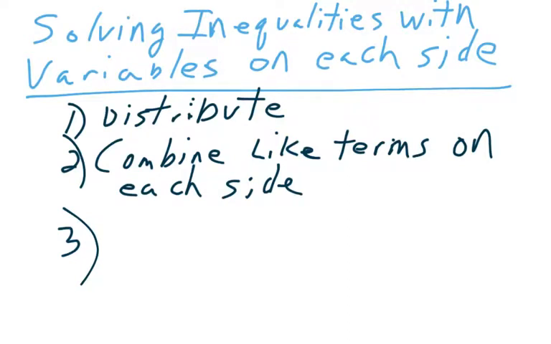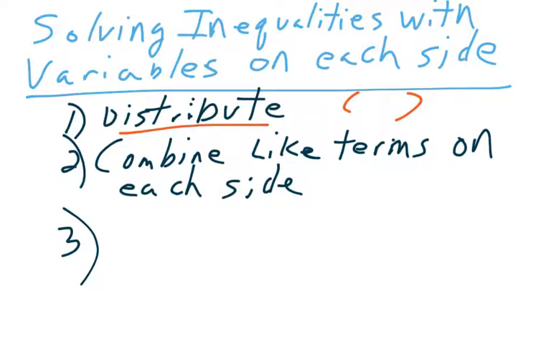Hello everybody. Today we're going to talk about solving inequalities with variables on each side. So if you remember from the previous lessons, solving inequalities is just like solving equations except for the last two steps. So if you remember our steps from solving equations, the very first thing you look to do is distribute. So you want to distribute if you have parentheses, and you only distribute the term on the outside to every term on the inside of the parentheses.